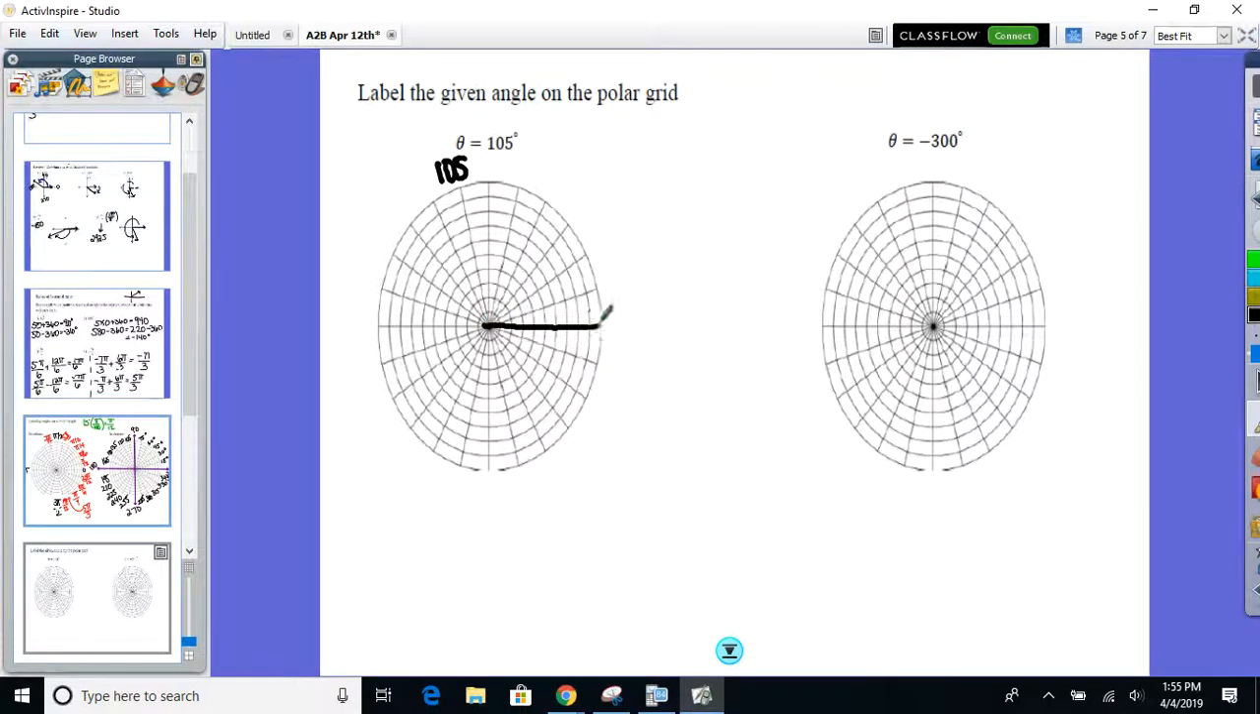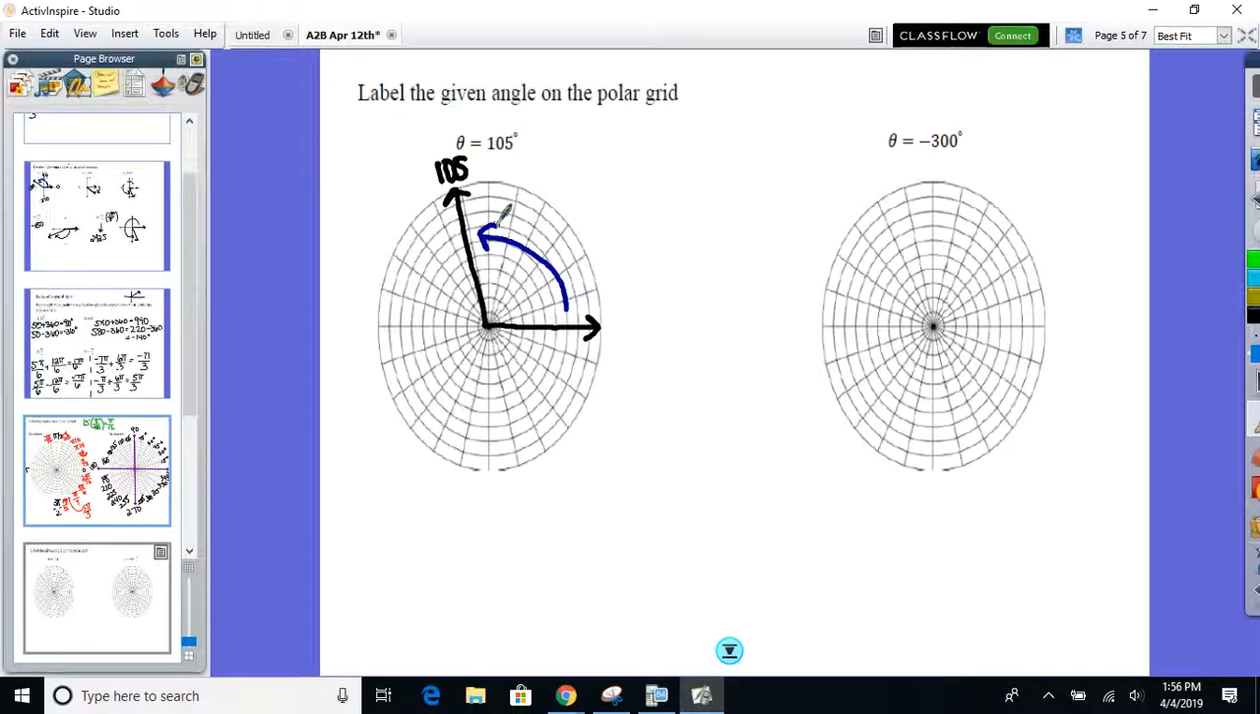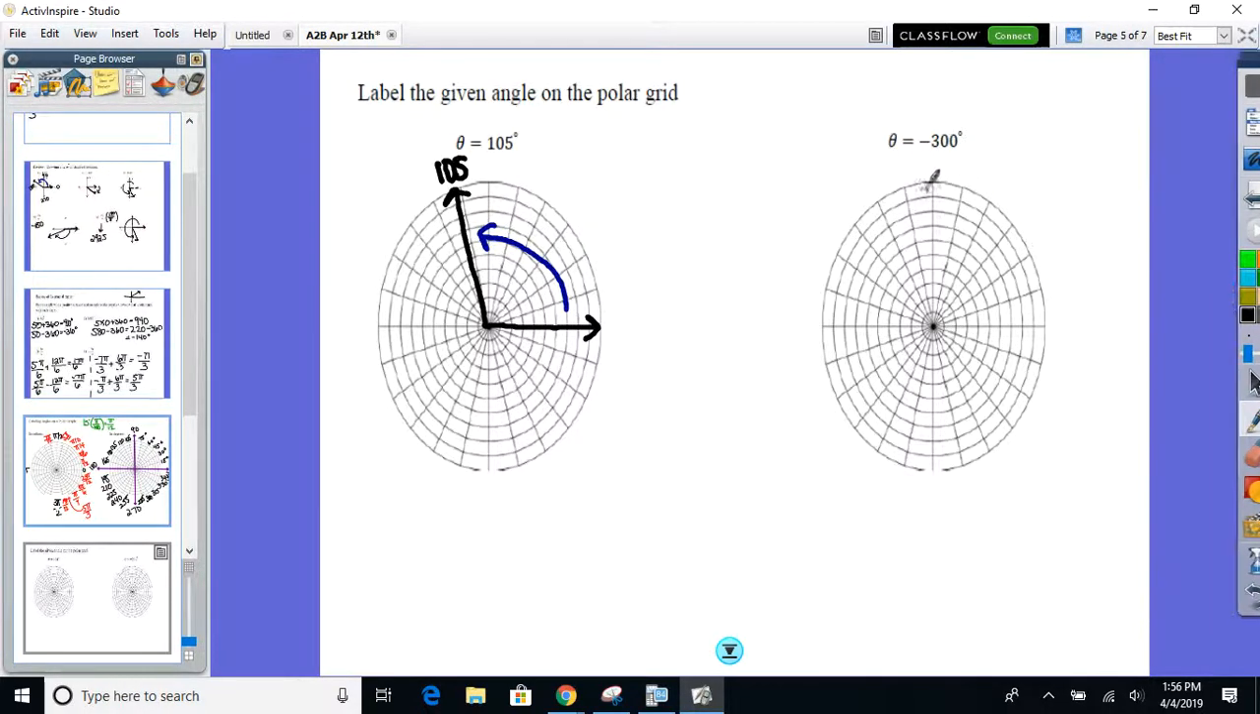You still have this on your x-axis, and now we're just going to get a little bit more exact by drawing that to 105. I still need a what? Still need a rotation arrow. Okay, negative 300. You can start at 270. You can start at 360. It's up to you. So I know negative 270 is right here.